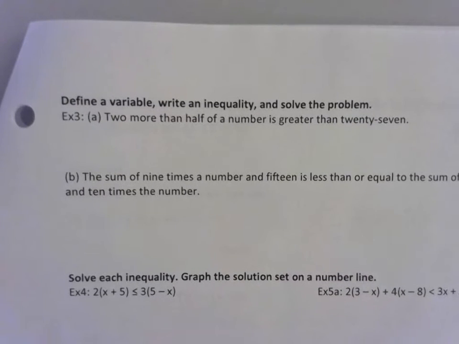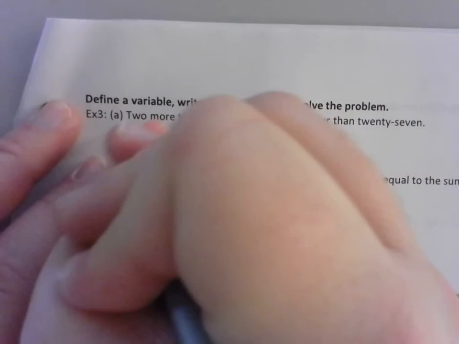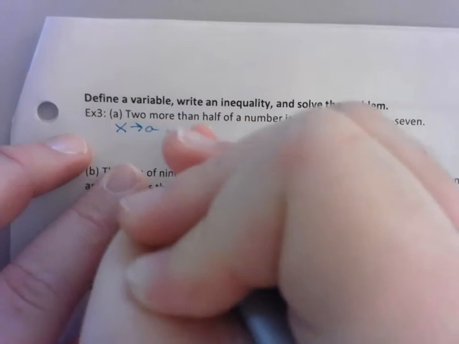Read the directions. Define a variable, write an inequality, and solve the problem. I don't like these. Well, that's why we do it. We're going to do 2 of them. Hopefully it helps. Okay, so define a variable. First of all, as I look at example 3, what's my variable going to represent? Two more than half of a number is greater than 27. So what's my variable going to represent? A number. I don't care what variable you use, x, and that's going to represent a number.